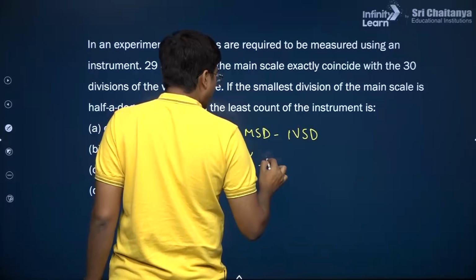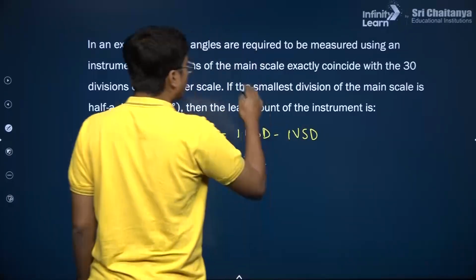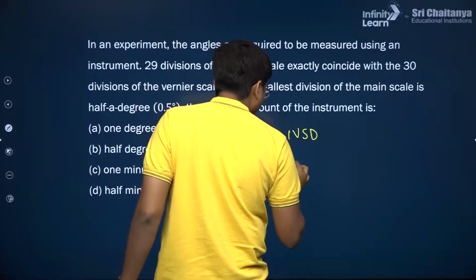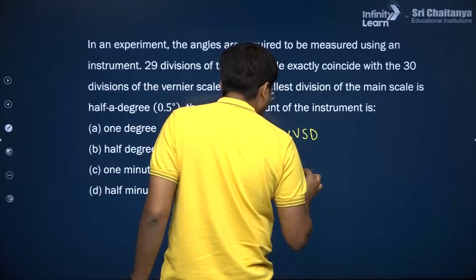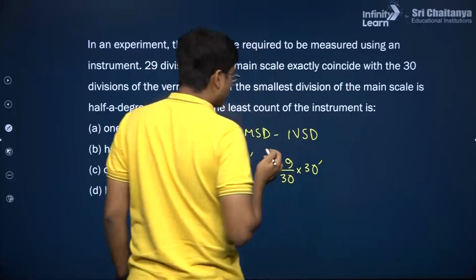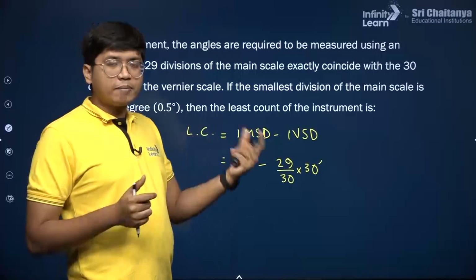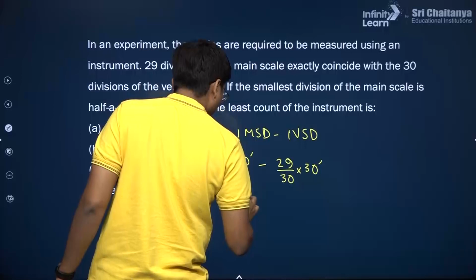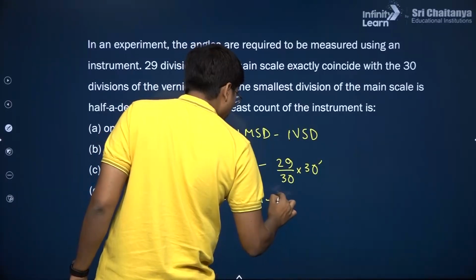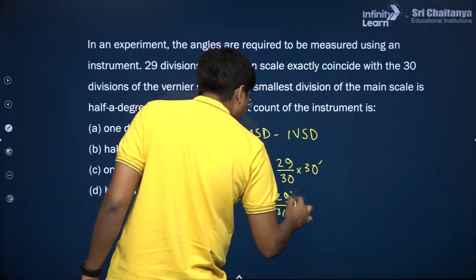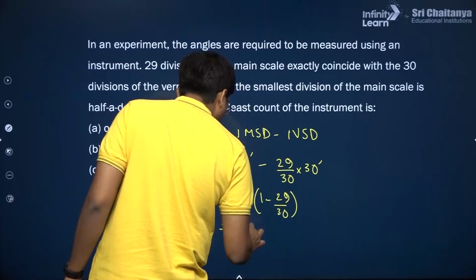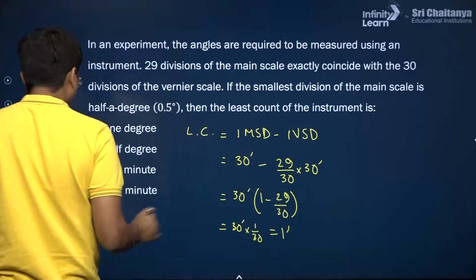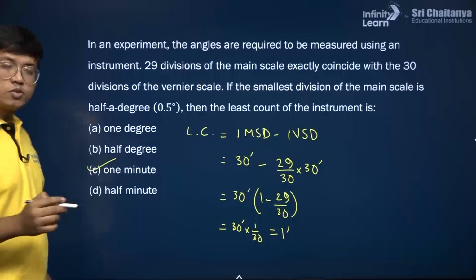30 minutes minus 1 vernier scale division, because 29 match with 30 over there. So we have 29 by 30 into 30 minutes, since 30 main scale pieces over there correspond to the 30-minute part. So over there that makes it 30 minutes into 1 minus 29 by 30, that is equal to 30 minutes into 1 by 30, that makes it 1 minute. So the answer is 1 minute. The least count is 1 minute.